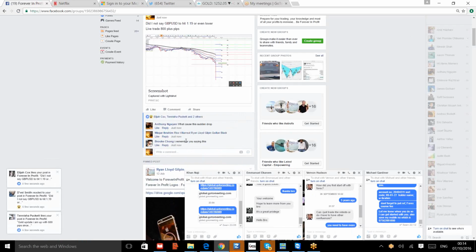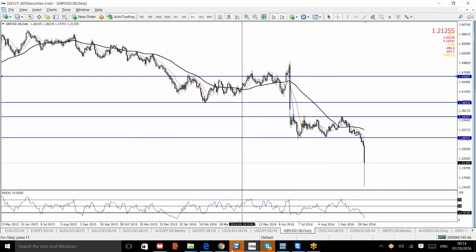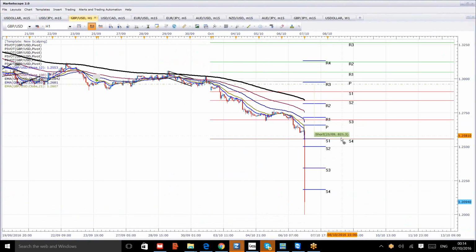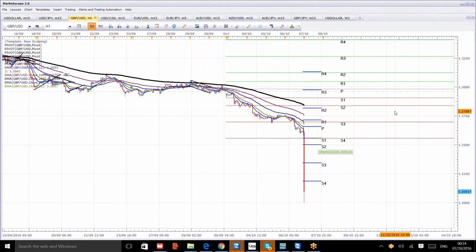Guys, well, this was my best trade so far. I don't care. Honestly, I don't care. All I care is what I'm trading. 825 pips, guys. Live in front of you. 864 pips.